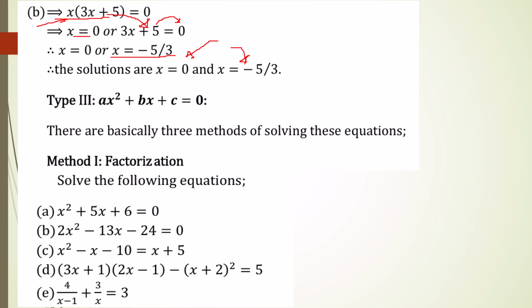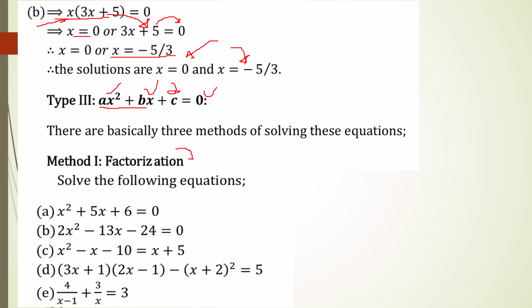Now let's look at type 3 equations where you're having a term with x squared, another term with x, and a constant without any coefficient of x, and our equation must be equal to 0. So here we are going to solve it using different methods. Basically we are going to look at the factorization method, the bulldozer method together with completing squares. Now let's start with the factorization method.